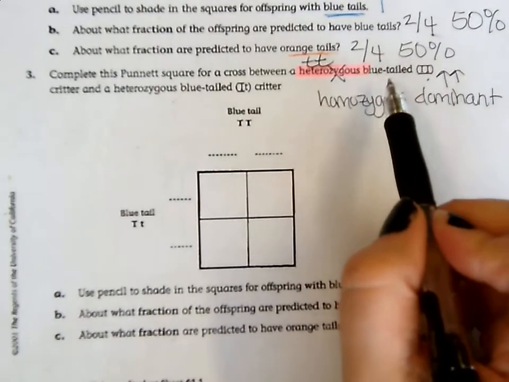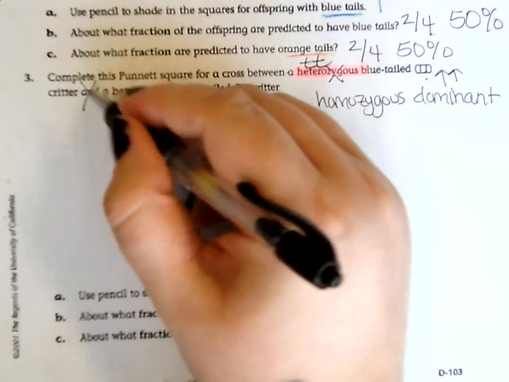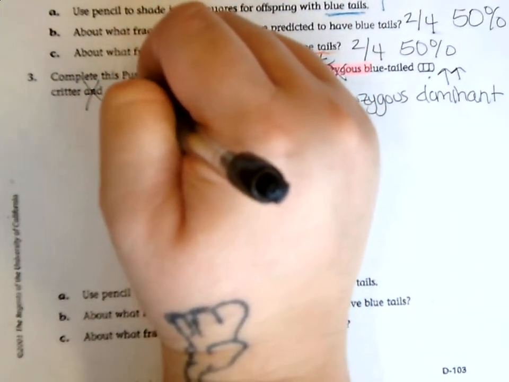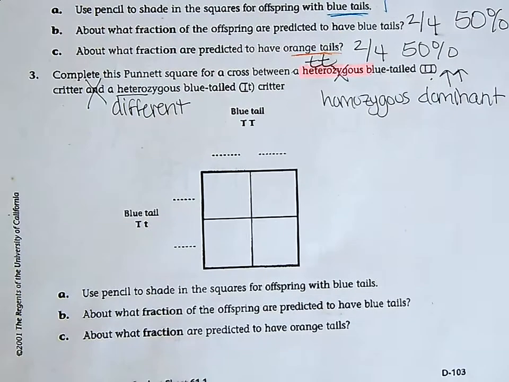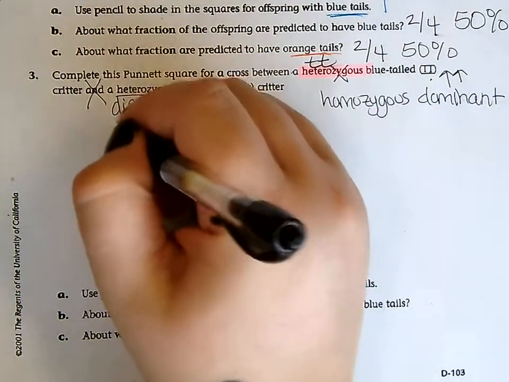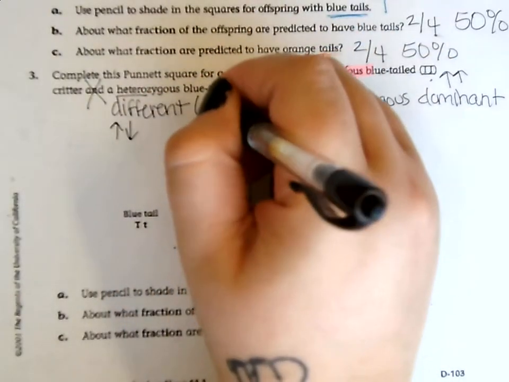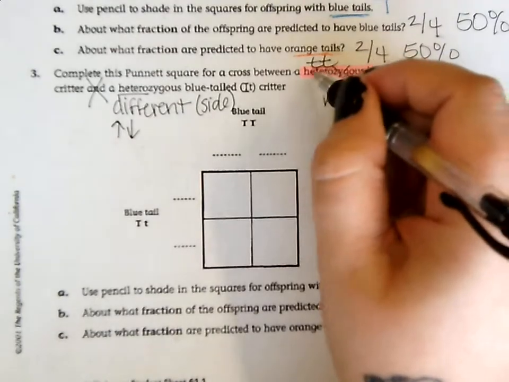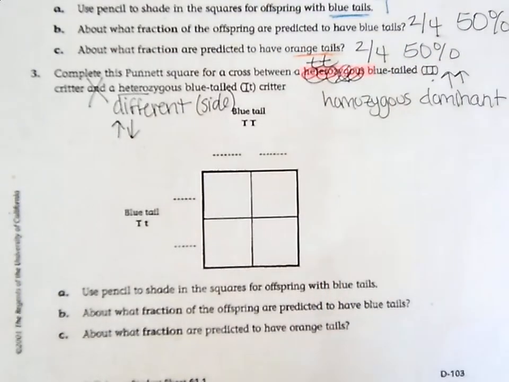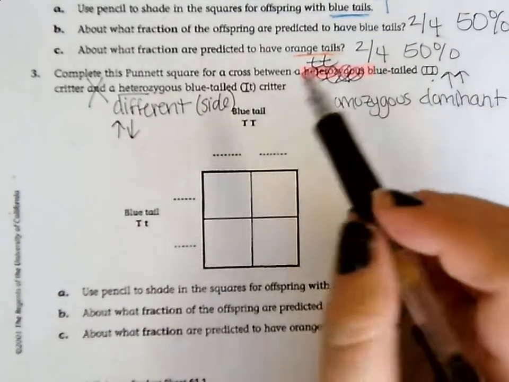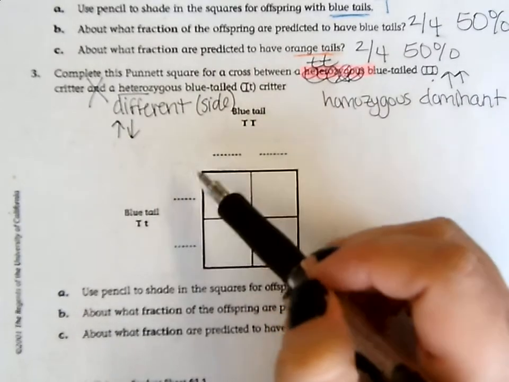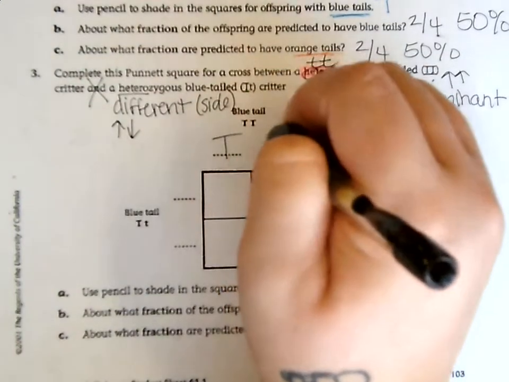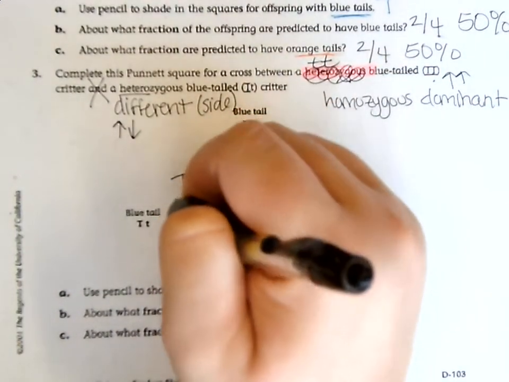So that would go on top. And a heterozygous, which means different, I'm trying to review some of your vocab, blue tail critter. Remember, different? That means big, little. And this would go on the side. And sure enough, just mark that out so you don't do heterozygous. So again, we just rewrite our genotypes to go on top and inside of our Punnett square. You got big, big, big, little.